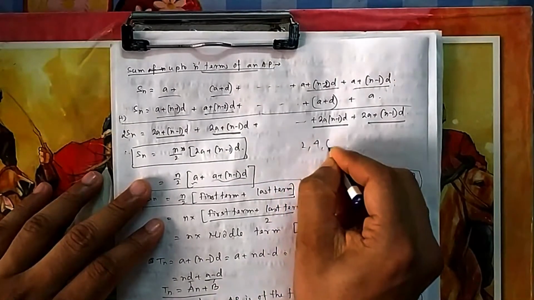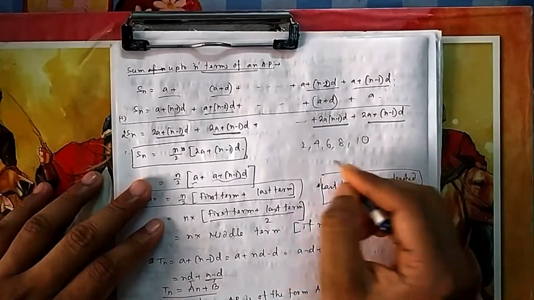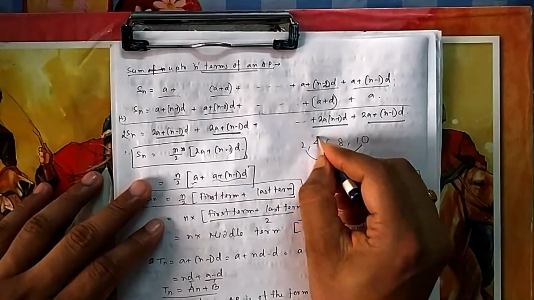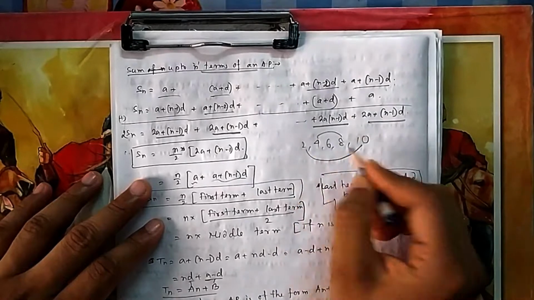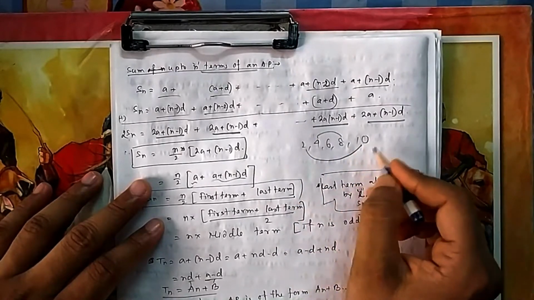Suppose I say 2, 4, 6, 8, 10. Then this plus this, how much? 12. So this plus this will also be 12. So first plus last will always remain the same. Summation of all this series.